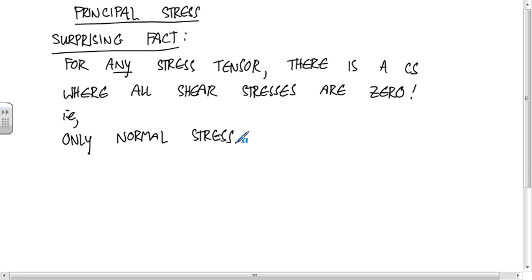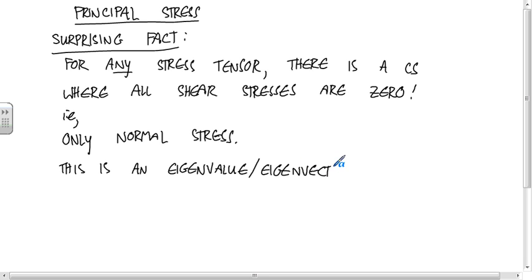To solve for the principal stresses, it's an eigenvalue eigenvector problem. So this is an eigenvalue eigenvector problem.